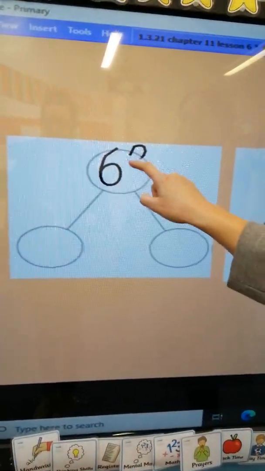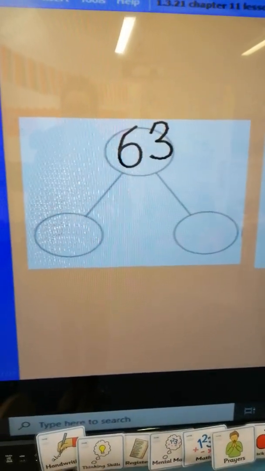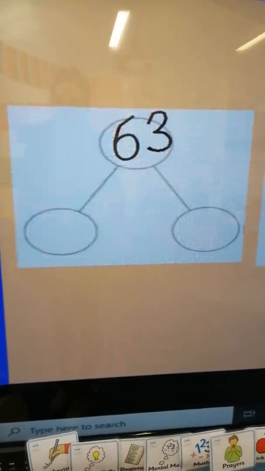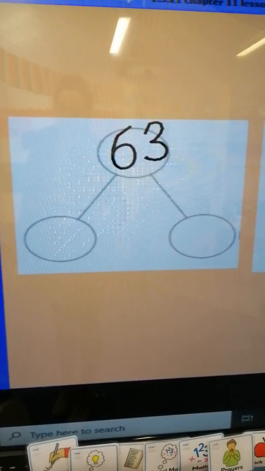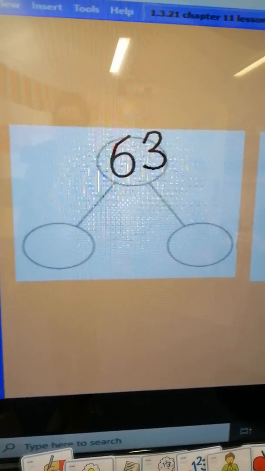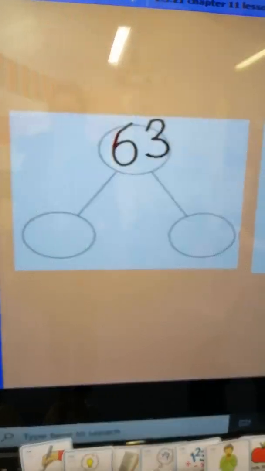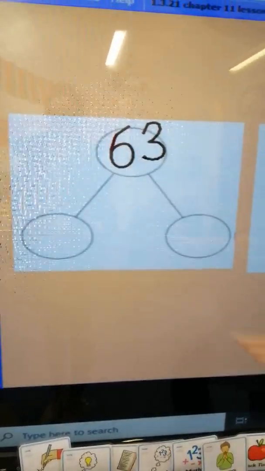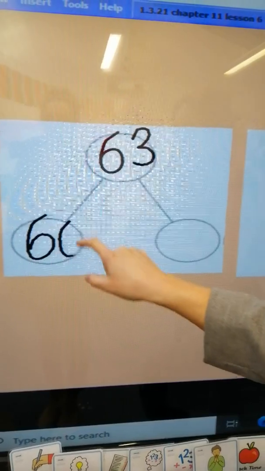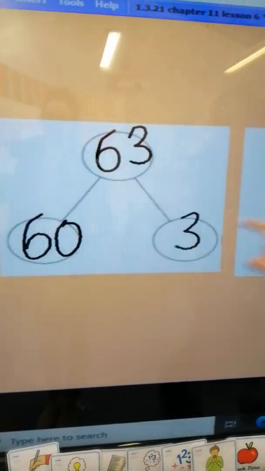First we're going to partition it into tens and ones. Can you partition the number 63 into tens and ones? If I pull that number apart, you guys are awesome at this now. Pause the video, record it on your part whole. Great, we should have the number 60 and the number 3.